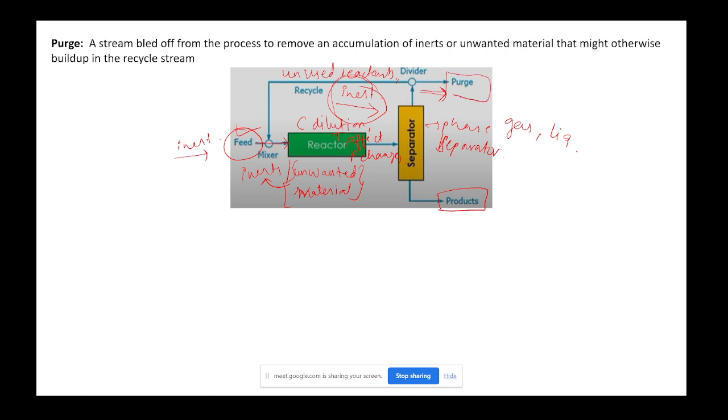So that recovery or that removal of inert and some amount of unused reactant is nothing but called as purge. Why do we apply purge? It is to remove or avoid the accumulation of inerts or unwanted material that might otherwise build up in the recycle stream.